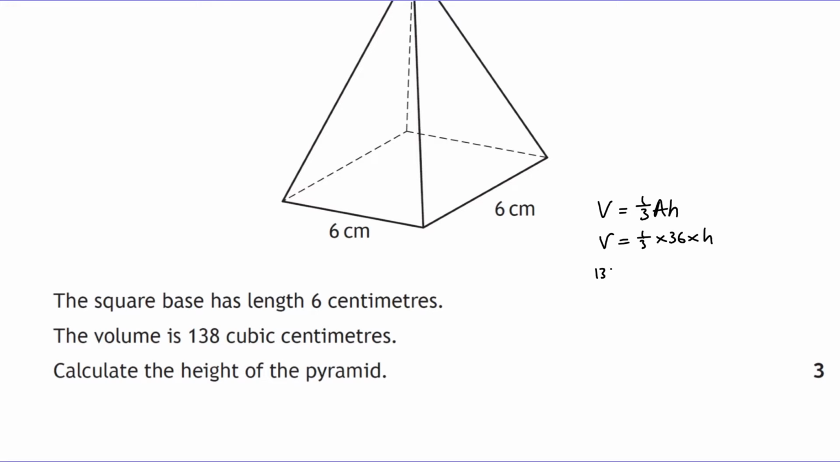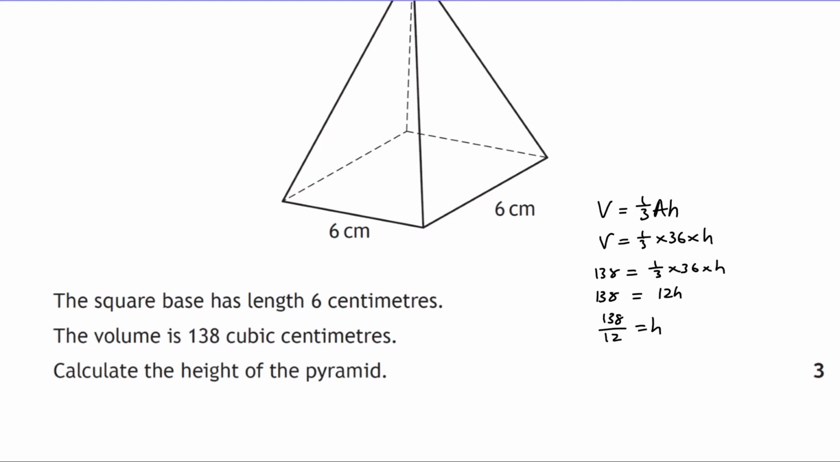So if we substitute the volume in the left-hand side, we end up with this equation. And we can then just rearrange that to find h. We've got one unknown. So I would look for the best way to do it. It's a non-calculator paper. A third of 36 is 12. So 138 equals 12h. And then we're dividing 138 by 12.